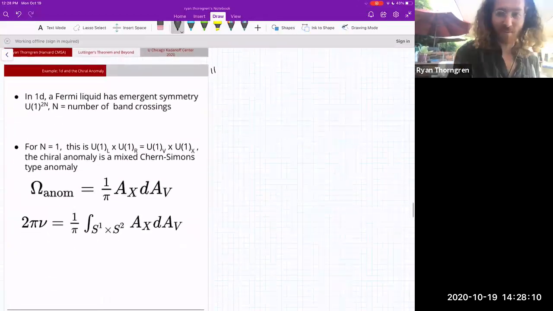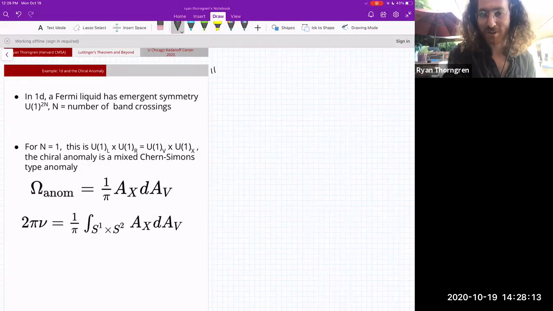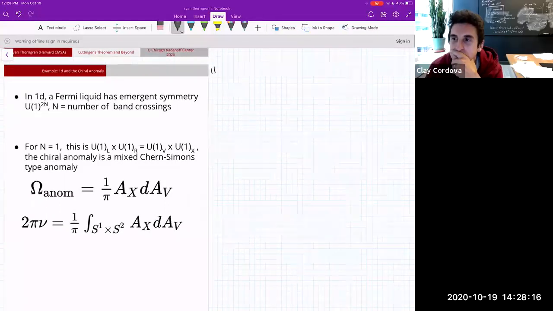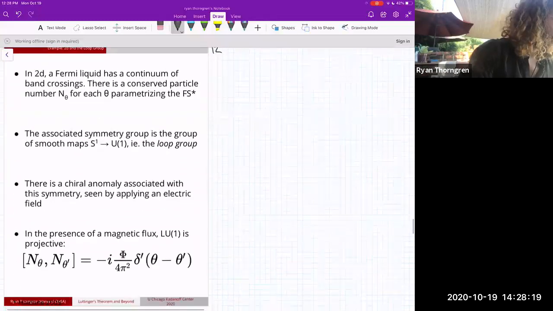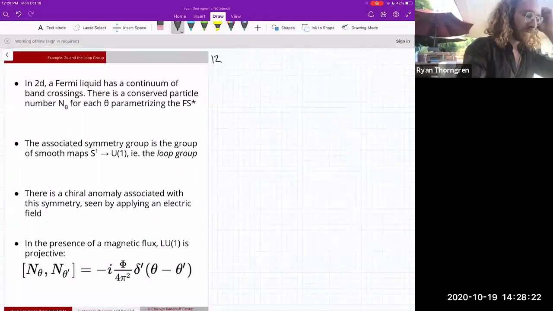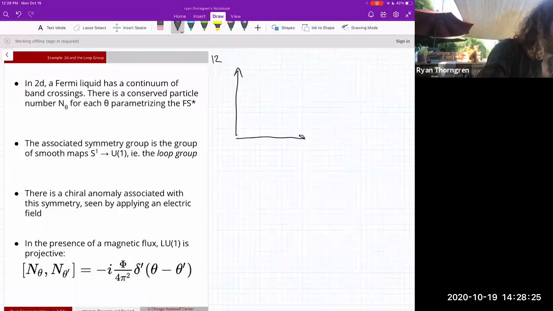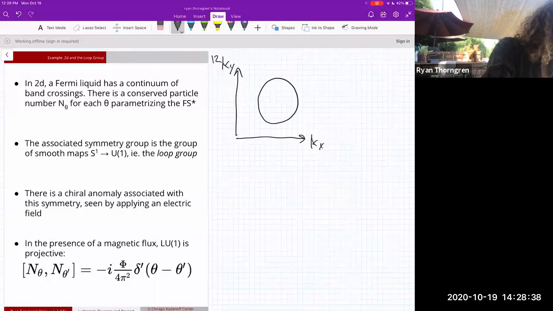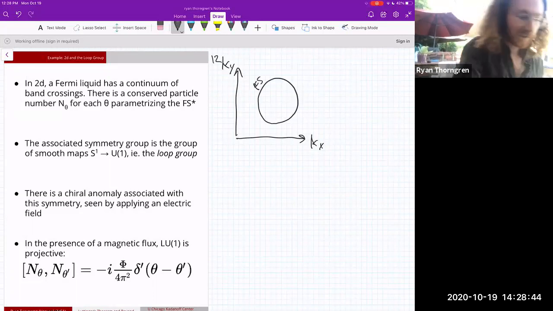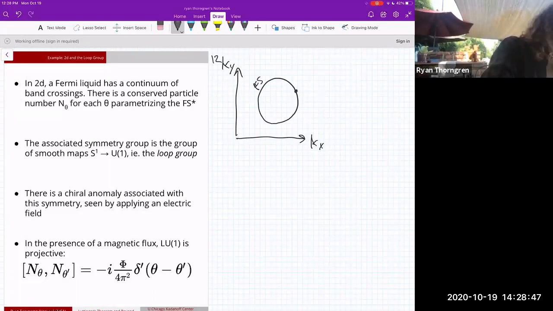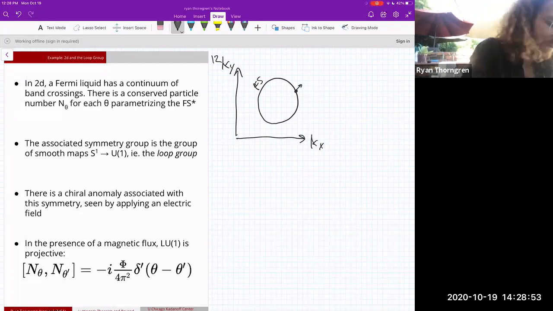So we can skip 1D. Everyone knows about 1D Luttinger liquids and matching the filling fraction. But 2D is quite interesting. So let me just draw the picture again. So we have two momentum coordinates now. And if we're at some fractional filling, we're going to have some Fermi surface, which is now a continuous curve between the filled and the empty regions. And the system is very gapless in the sense that there's a continuum of low-lying excitations that you can make at every point of the Fermi surface.